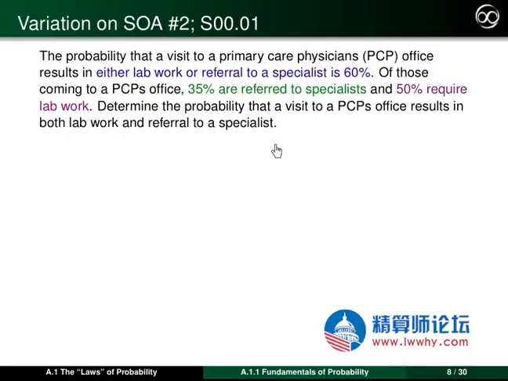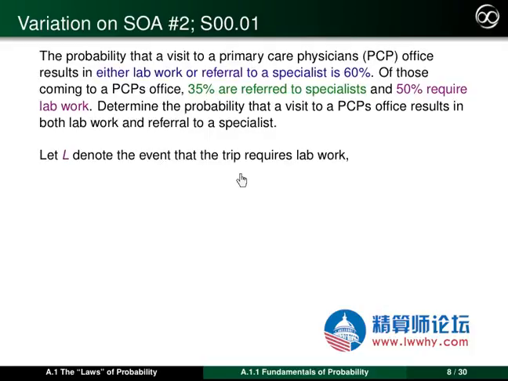So here's a variation of an old exam problem. I encourage you to pause the video and try it on your own. Are you all ready to resume? What do I have here? I have a visit to a primary care physician's office. I might have lab work or a referral to a specialist. So the first thing I want to do with a word problem is introduce some notation.